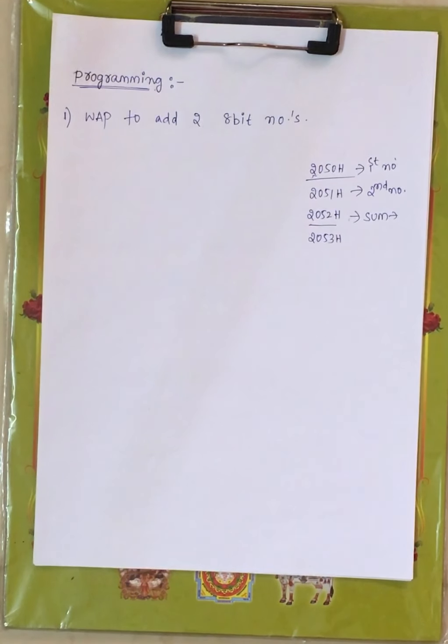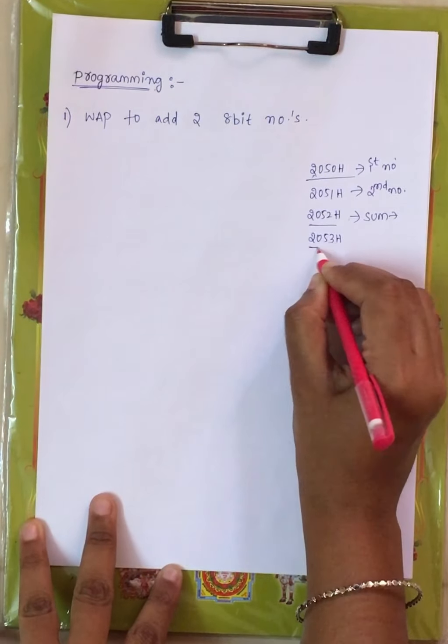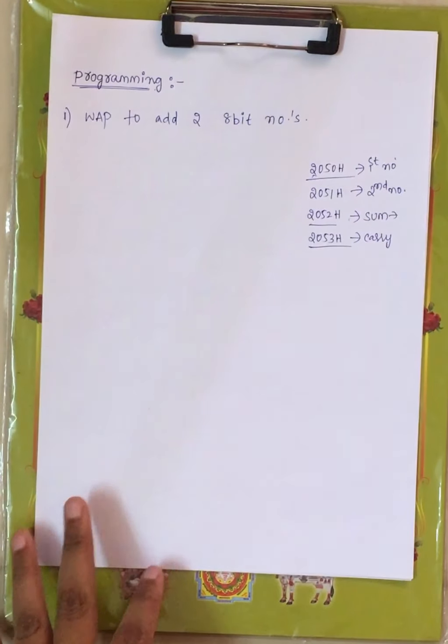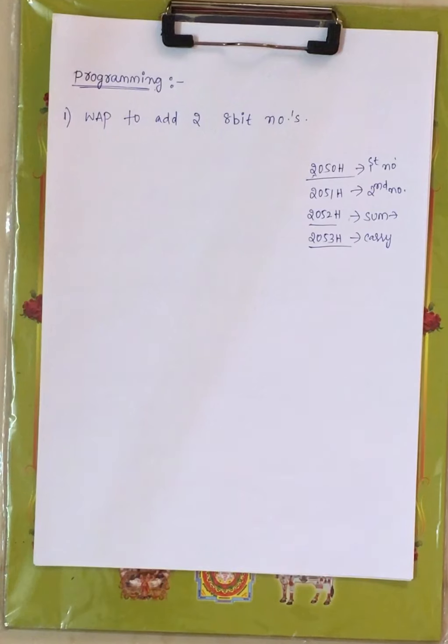Here we are doing an addition operation, so there may be chances of getting a carry. Carry may be 0 or 1 depending on your two 8-bit numbers. I may get a carry or I may not. If there is a carry, I have to store it in the memory location 2053H. This is the scenario that I have to follow in order to write a program.